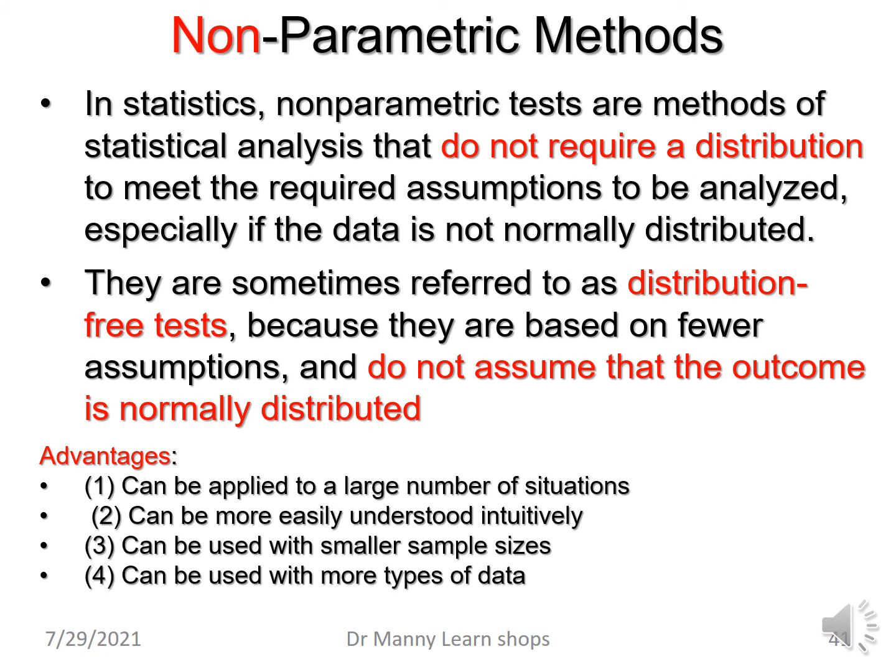Non-parametric methods in statistics are methods of statistical analysis that don't require a distribution to meet the required assumptions to be analysed, especially if the data is not normally distributed. They are sometimes referred to as distribution-free tests because they are based on fewer assumptions and do not assume that the outcome is normally distributed. The advantages are that they can be applied to a larger number of situations, can be more easily understood intuitively, can be used with smaller samples, and can be used with more types of data.